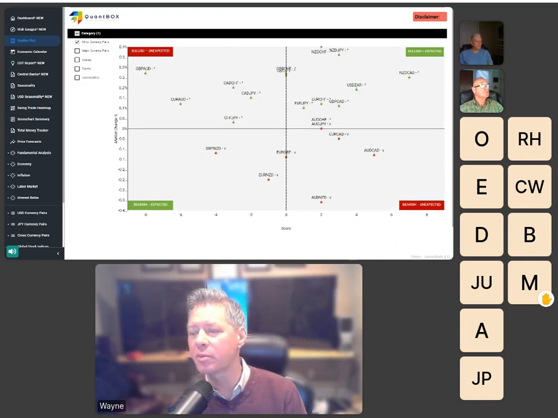Looking at some cross pairs, what do we see with Aussie? Aussie's weaker than CAD. Aussie's weaker than Kiwi. Okay. Aussie and Swissy are flat. Aussie and yen are flat. So these are all weak. You see that?